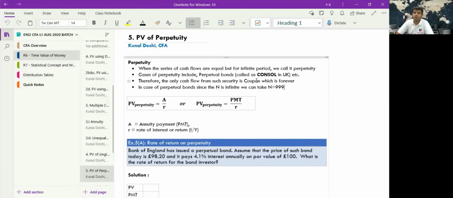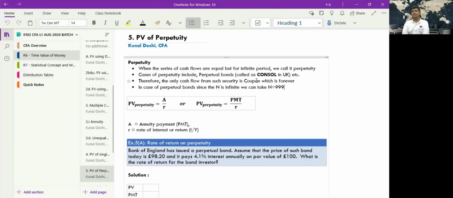Perpetual bonds or perpetuity instruments are also called as console in UK. In UK, they have a term called console. So you may come across this term a lot of time. So I've given up their example. Therefore, the only cash flow, for example, if you invest in a perpetual bond, is that what you're going to get is coupon, which is interest and which is going to be forever. But you're not going to get your principal back. So these are called perpetual bonds. We are going to discuss in depth about perpetual bonds when we do fixed income. So this entire concept of perpetuity will come back when you do fixed income as well.